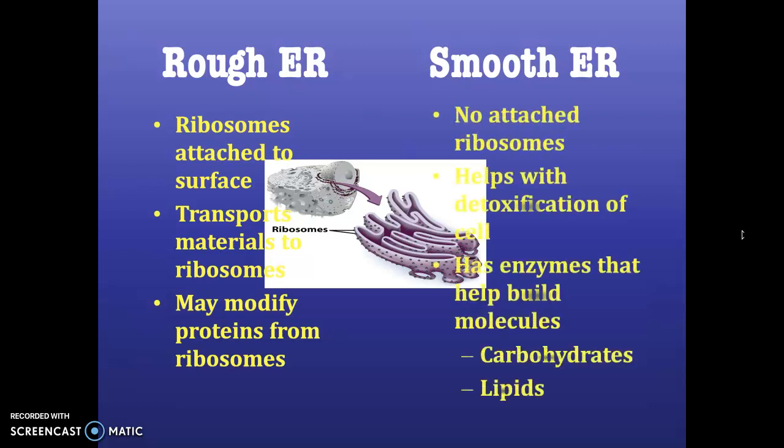Again, if it's smooth ER, it has no ribosomes attached, but it does have some very specific jobs. Okay, one of the jobs is to help detoxify the cell. That means that the smooth ER helps remove toxins from the cell, which is very important to the cell's life. It also has enzymes that help build other molecules besides proteins, and it helps with the construction of carbohydrates and lipids. Okay, so rough ER deals mainly with ribosomes and proteins, smooth ER deals mainly with carbohydrates and lipids and the detoxification of the cell.